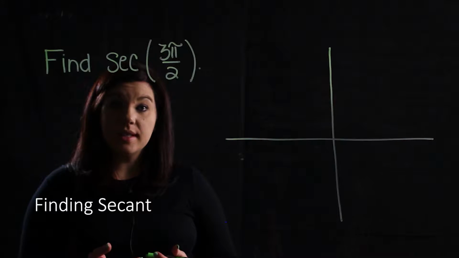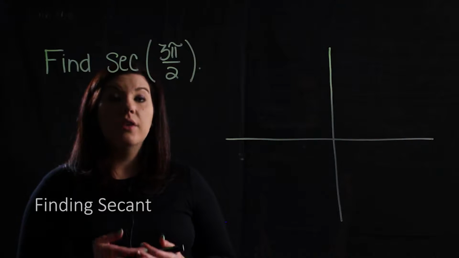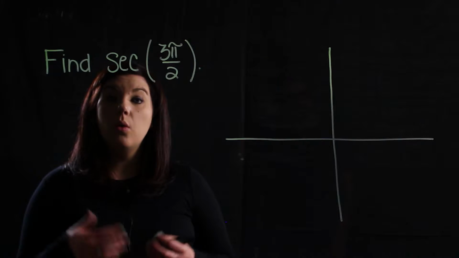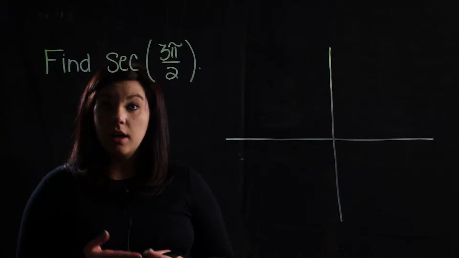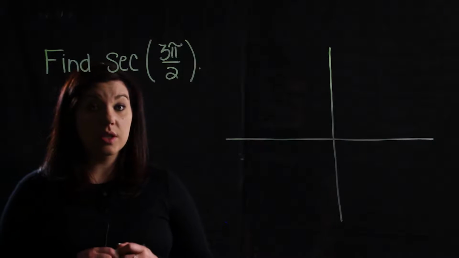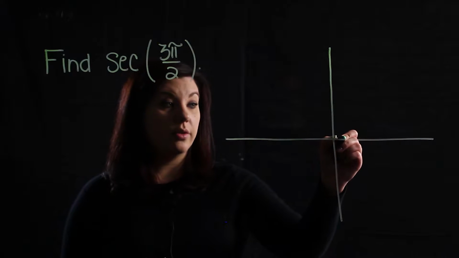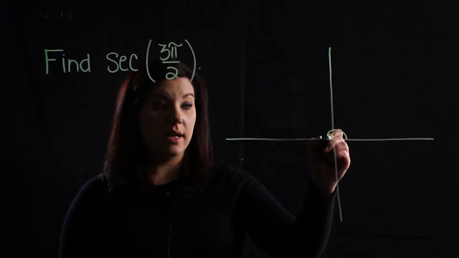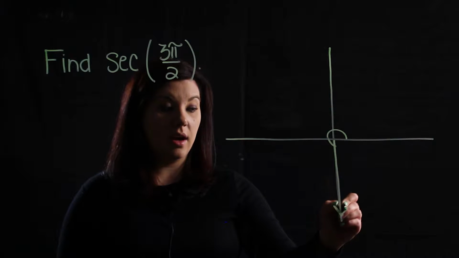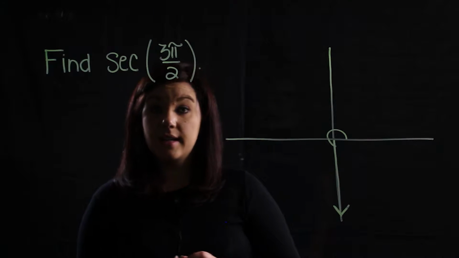Our final example today will be finding the secant of 3 pi over 2. So the first thing we want to do, remember, is figure out where is 3 pi over 2 on the graph. And this example will be a little bit different than the ones we've done so far because 3 pi over 2, remember that's 1.5 pi. So there's 1 and half of another one. That puts us right on the negative y-axis there.